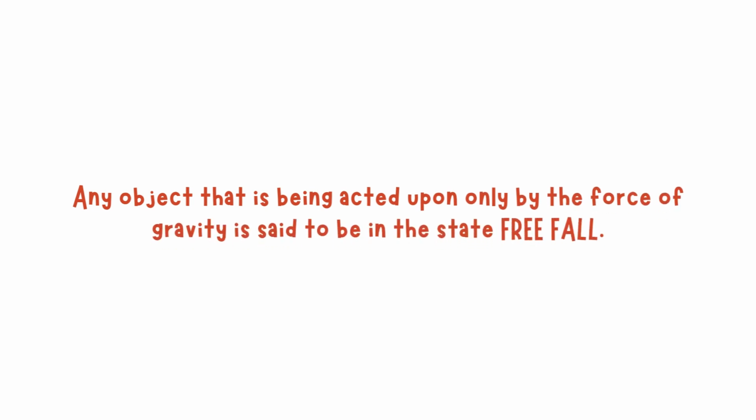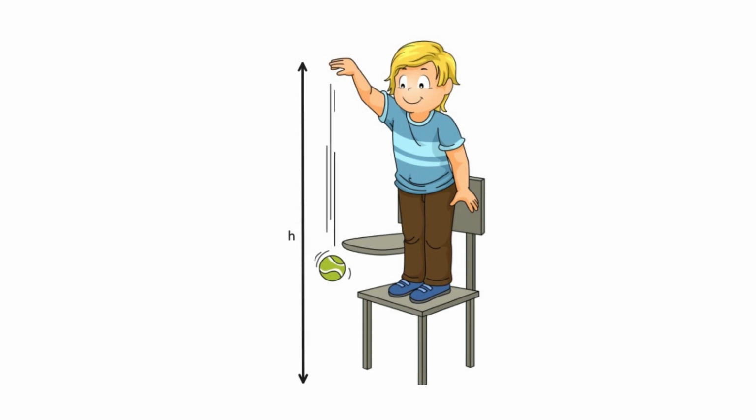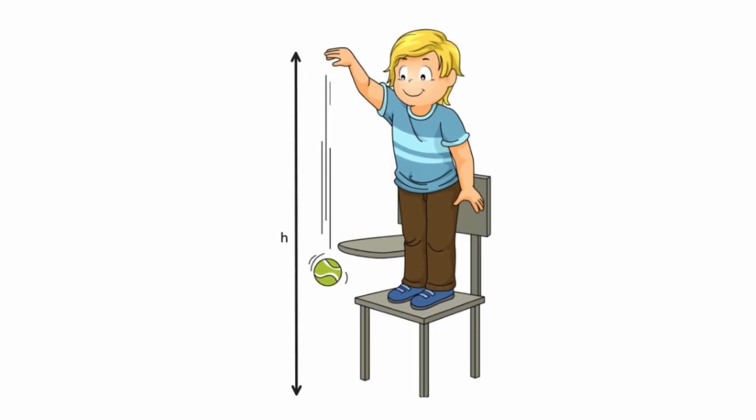A free-falling object is an object that is falling under the sole influence of gravity. Any object that is being acted upon only by the force of gravity is said to be in a state of free fall. Free fall is a kind of motion that everybody can observe in daily life. We drop something accidentally or purposely and see its motion. At the beginning it has low speed and until the end it gains speed.